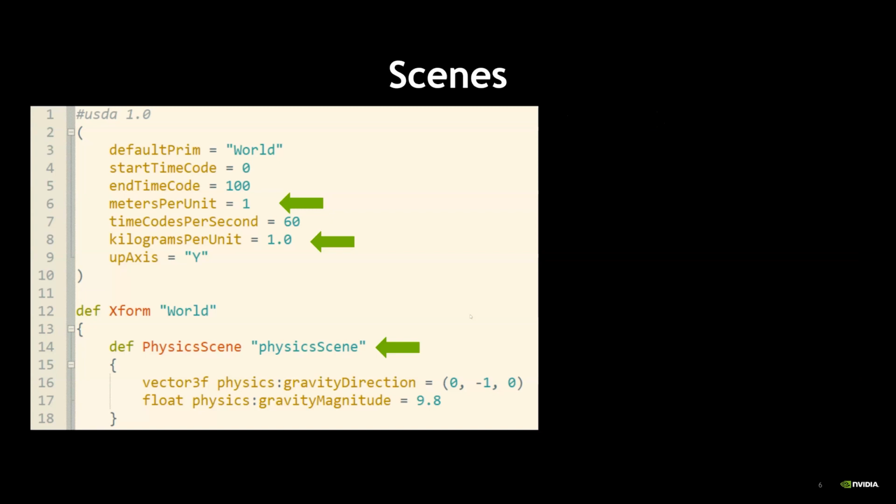USD Physics is super simple, and the guiding principle is that we only put things in there that are either absolutely necessary or have some kind of real-life physical foundation. So there is basically a physics scene, which is a new USD prim, if you're familiar with USD, that specifies what kind of gravity you have. And then in the USD metadata, you have things like what your units are compared to meters. This is standard USD, but we extend that with kilograms per unit, where we introduce mass units, which is important for simulation.